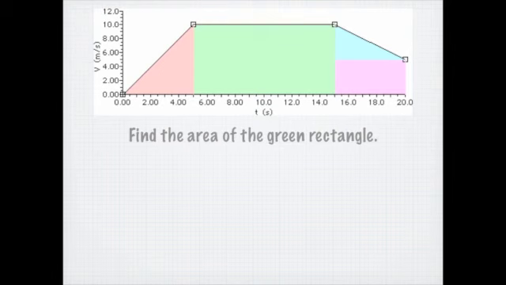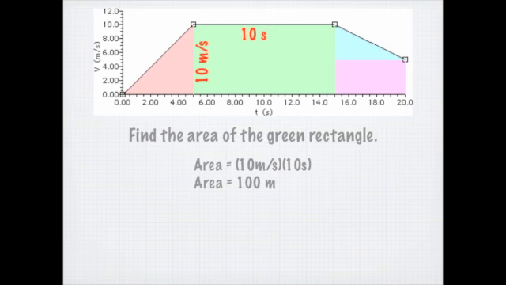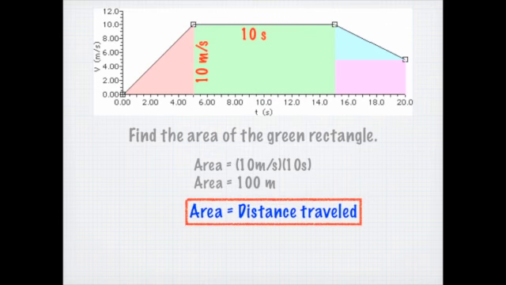Find this graph, it should be the last one you have, and find the area of the green rectangle. Well, area is length times width, so let's figure out what those things are for this rectangle. The width is 10 meters per second, and the length is 10 seconds. So let's put those in the area equation, length times width, and you get an area of 100 meters. This tells us that on a velocity time graph, area gives me the distance traveled.